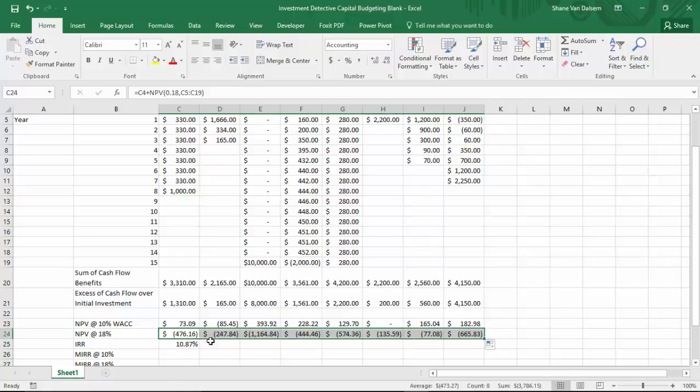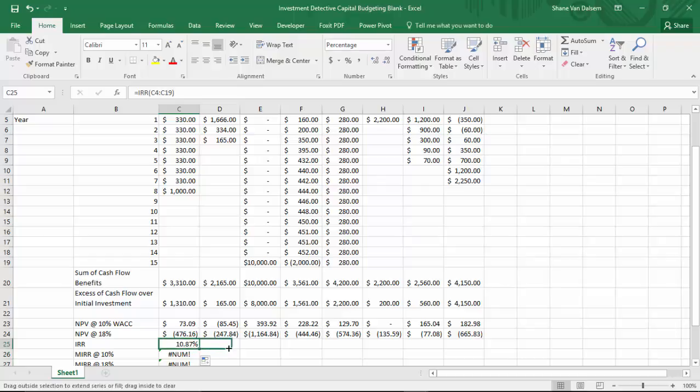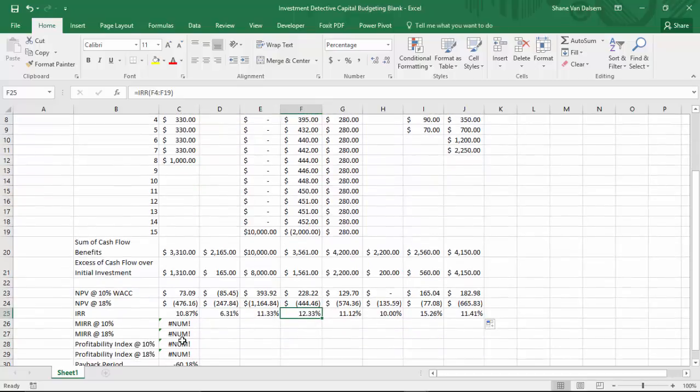I'm going to grab that one, take it all the way over. Not surprisingly, everything goes negative because we're using a higher discount rate than the 10% discount rate. The IRR, oh, that shouldn't have happened that way. We'll fix that here in a minute. There we go. So 10.87, 6.31, 11.33. Kind of our weird one gives us an IRR of 12.33, which looks okay. It's not really strange.